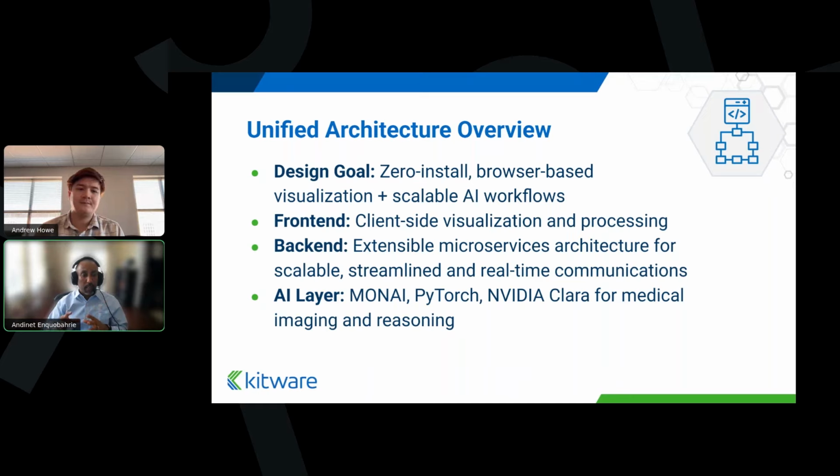Visualization of the data and processing remains on the front end. And then the backend has this extendable architecture where you can run these microservices on different computers. And then for the AI layer, you're bringing in AI models using MONAI, PyTorch, NVIDIA Clara. That's going to be run on the backend server. So all in all, this gives you a unified architecture where you could do data access, visualization, and AI task inference together within one unified application.